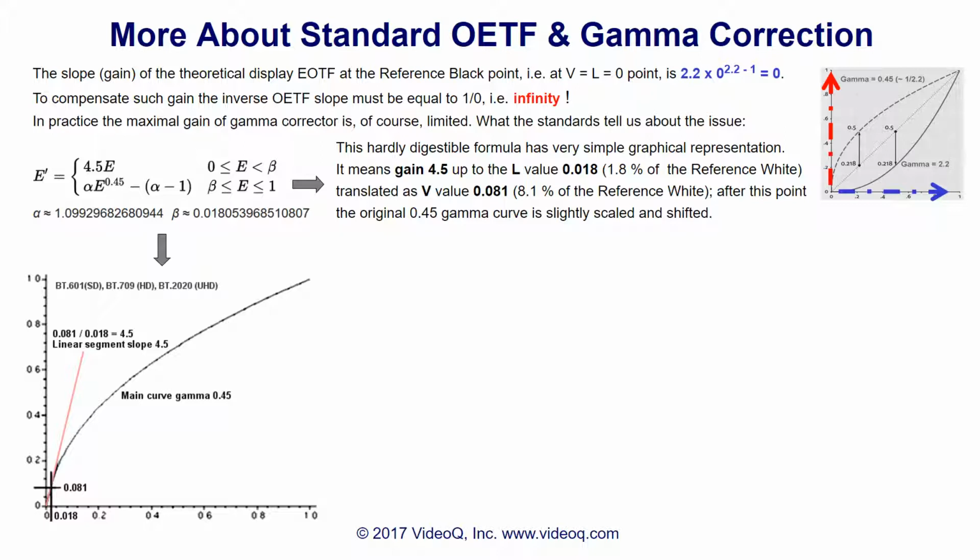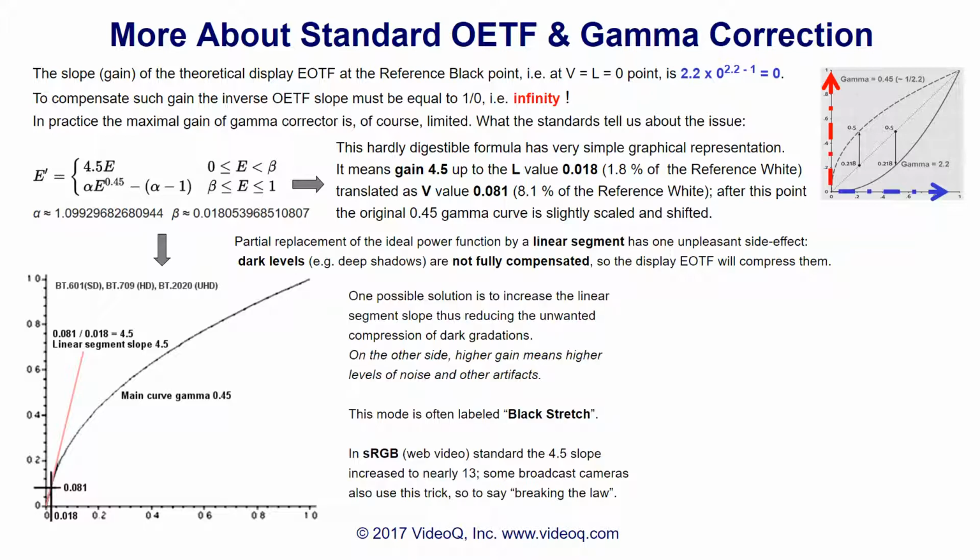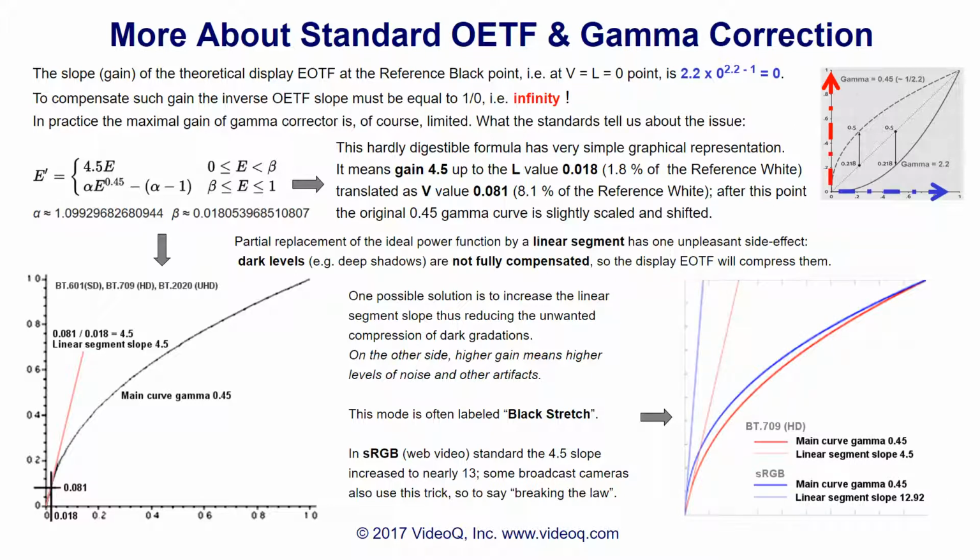Partial replacement of the ideal power function by a linear segment has one unpleasant side effect. Dark levels, meaning deep shadows, are not fully compensated, so the display EOTF will compress them. One possible solution is to increase the linear segment slope and thereby reducing the unwanted compression of dark gradations. This mode is often called black stretch.